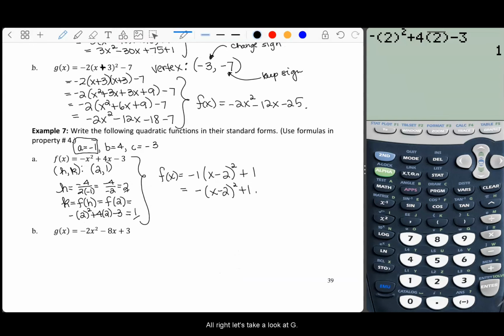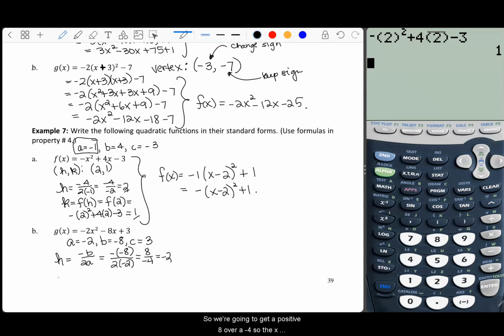All right, let's take a look at G. Okay, so starting off, we're going from this form to our standard form. A is negative 2, B is negative 8, C is 3. Let's find the vertex. H is negative b over 2a, so it's going to be the opposite of a negative 8 over 2 times a negative 2. So we're going to get a positive 8 over a negative 4. So the x value is negative 2. The k value is f of negative 2.